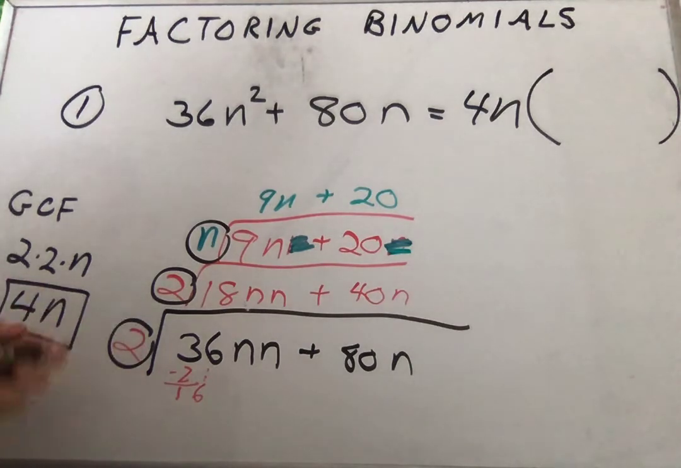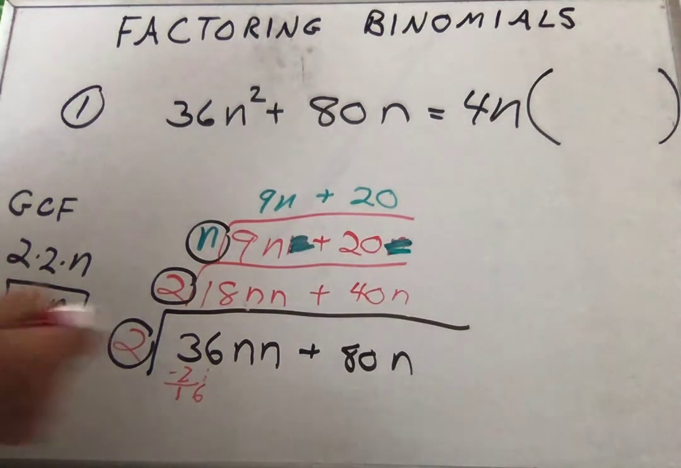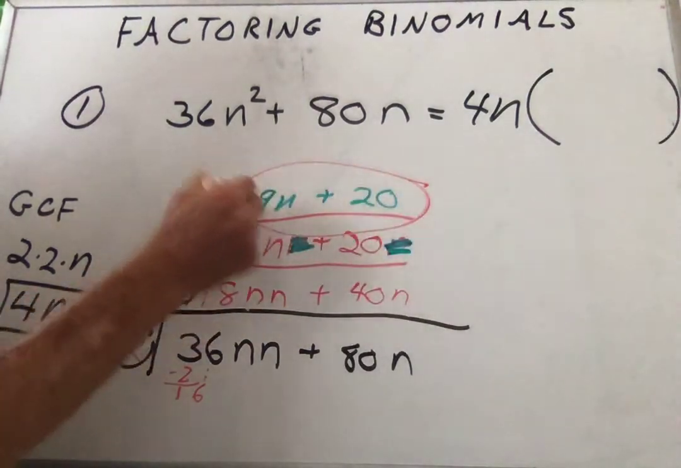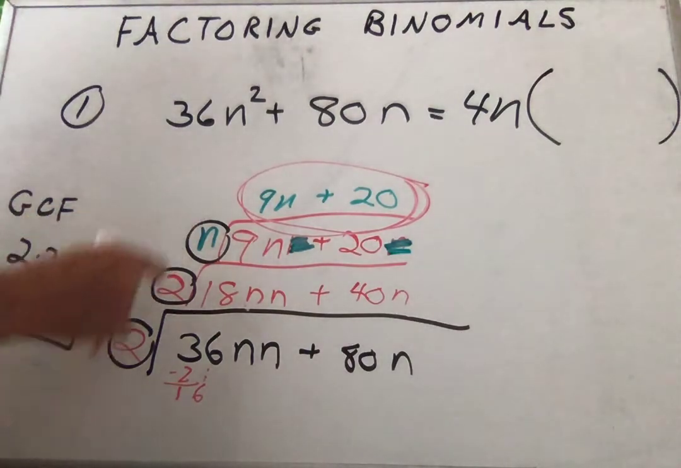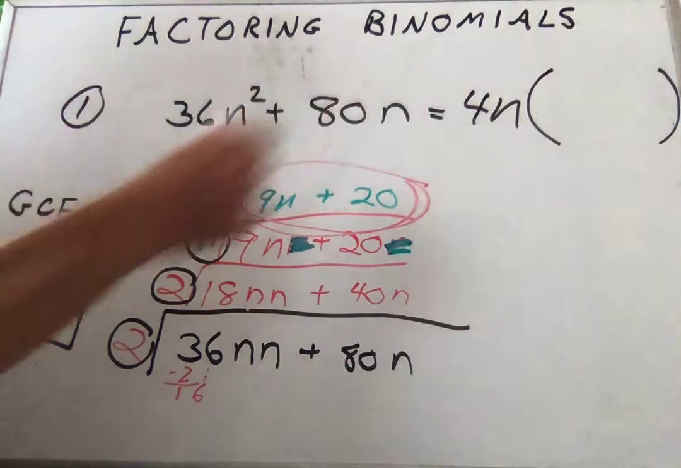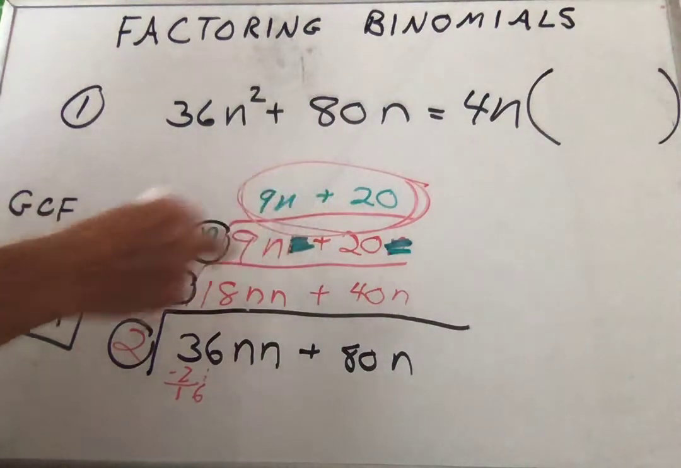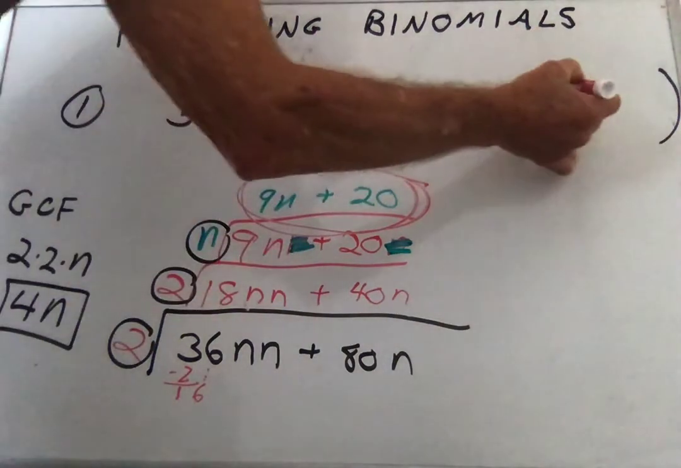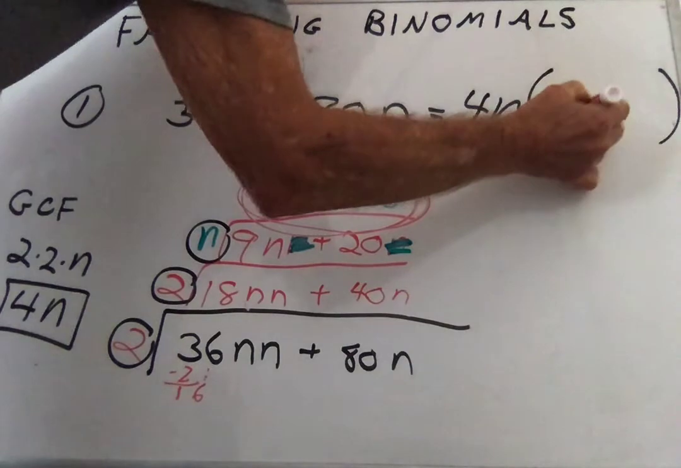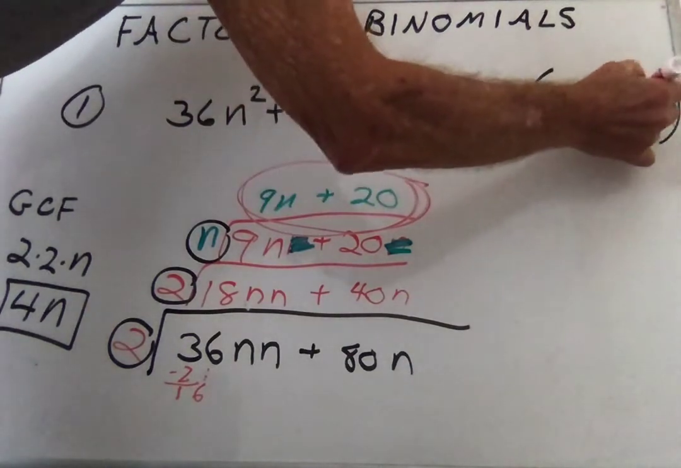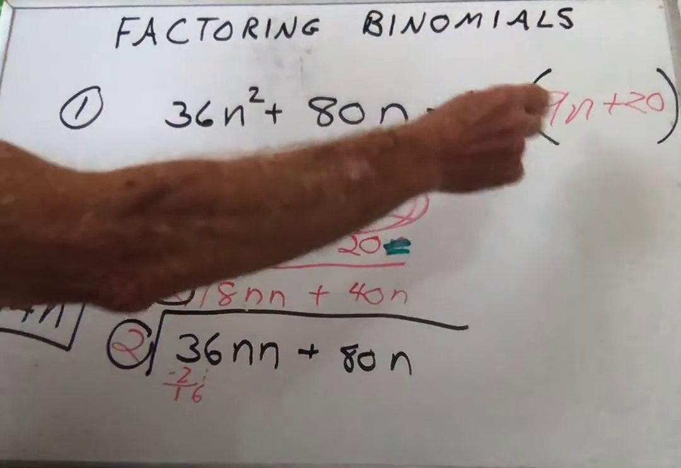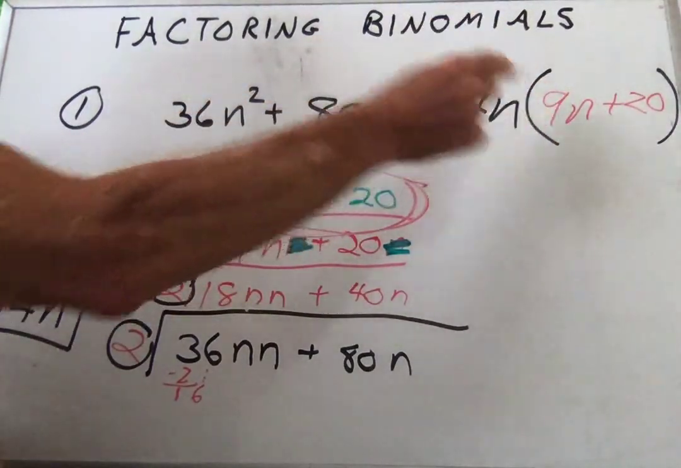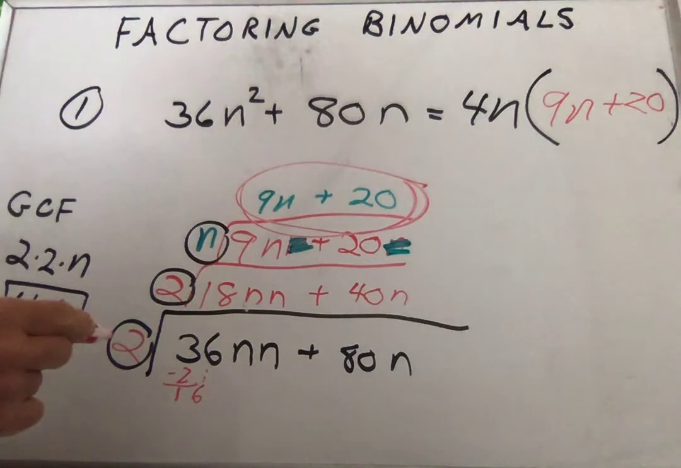The secret to this whole thing is whatever is left over here goes inside the parentheses. So you have to remember to include this outside, and you remember to include that inside. And that is your answer. This thing right here is the factored version of that.